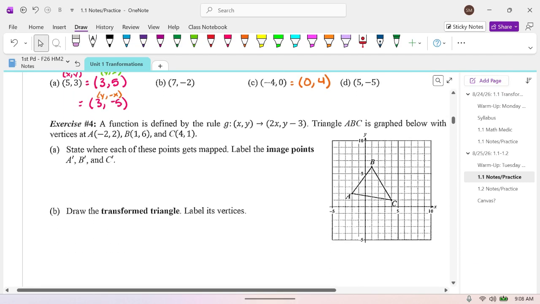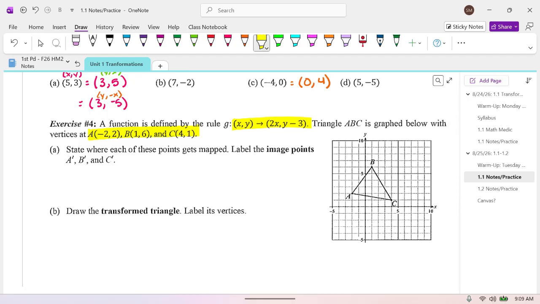So now that you know how to read these rules, we're now going to use it with an actual figure. Okay, so the function is defined by, if we start with the point xy, we want it to be the point 2x, y minus 3. All right, so here are the starting points that they gave us, and they already graphed them for us.